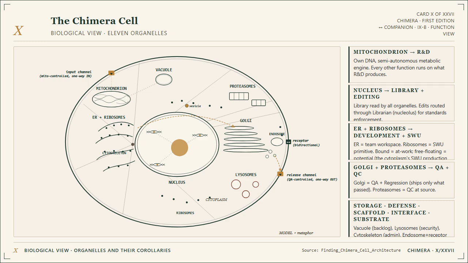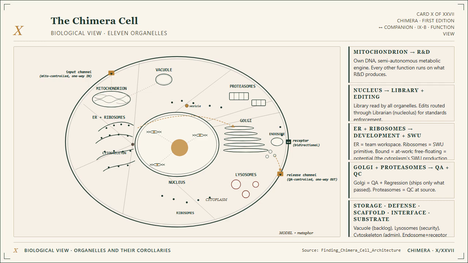The nucleus stores the genome, runs transcription, and houses active DNA repair complexes. Visible inside as the helix with amber complex markers. The nucleolus, the prominent amber body in the center, coordinates the repair work. Corollary: library plus content editing. Every function reads the library through the nuclear pores, but every edit routes through the librarian for standard enforcement. The librarian role lives in the nucleolus.